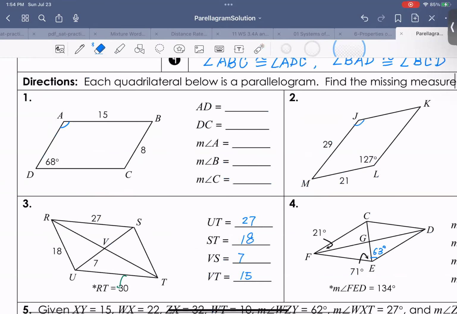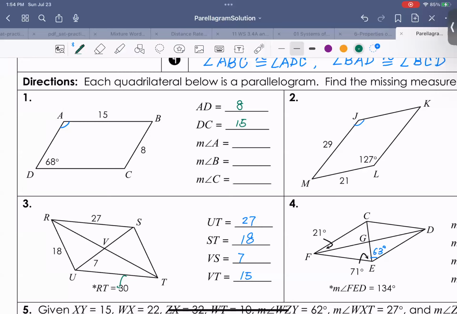Let's see the first one. Annie, let's see number one. How do we do this one? We mark this side, which is given as 15. This is 68 degrees. So AD will be how much? AD will be 8. Also 8. Keep going. BC would be 15. CD is 15. And then keep going.